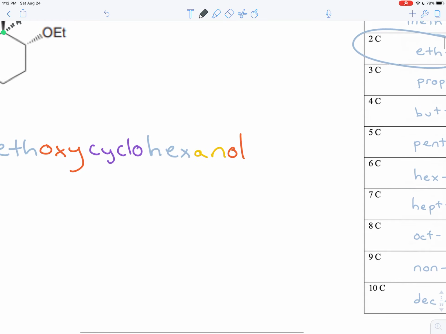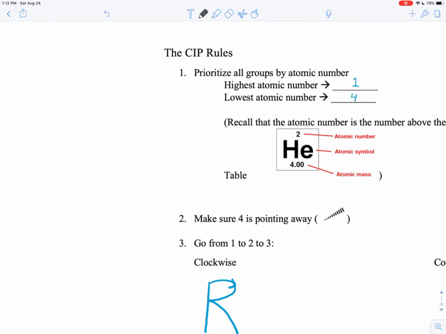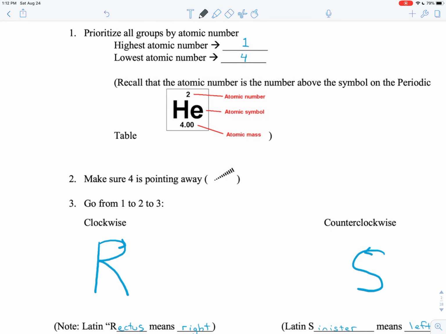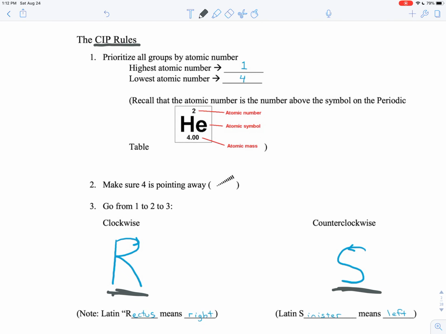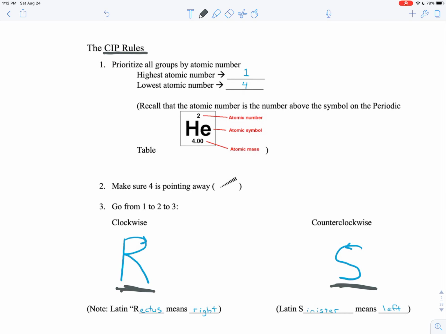And when you have a chiral center, you follow the Cahn-Ingold-Prelog, or CIP, rules, to determine whether it is a right-handed version of the molecule or a left-handed version of the molecule. So right would be R and left would be S. And this is important because those two versions of the molecule fit into pockets differently, just like a right and left hand fit into gloves differently.